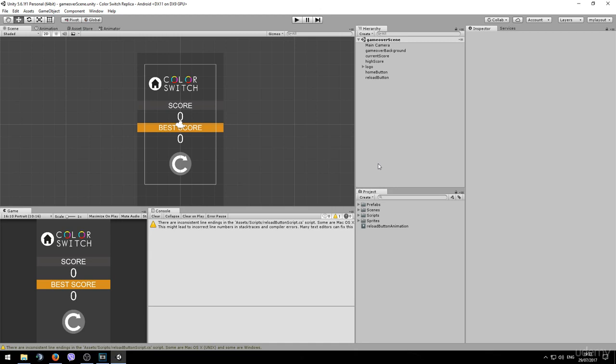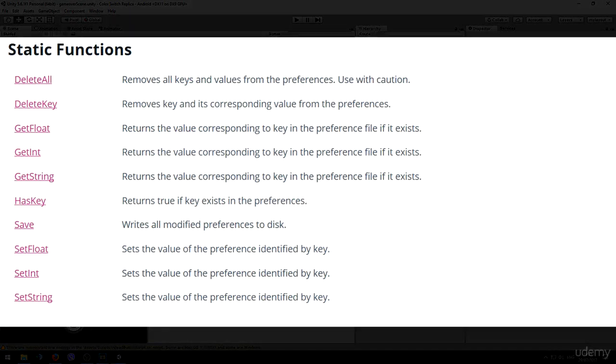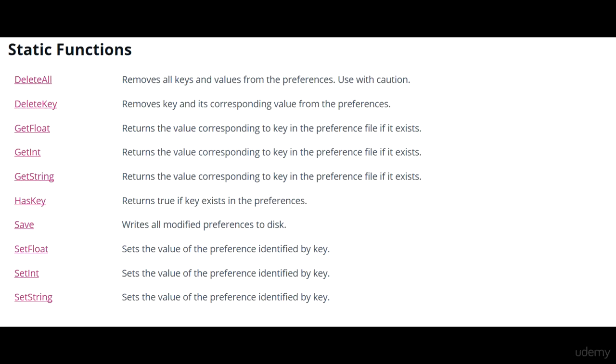PlayerPrefs are similar to variables. The only difference is that they hold data permanently. Therefore, all the saved data is labeled with a name. That name is referred to as a key, and the value is referred to as the value, of course. These are the static functions that PlayerPrefs holds. Them being static means that they are accessible from anywhere, and you don't need one specific script to access one specific part of the data.